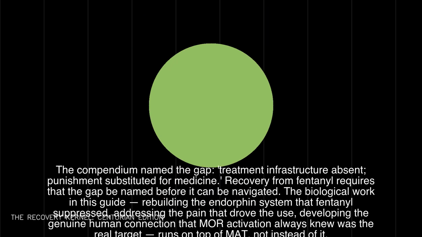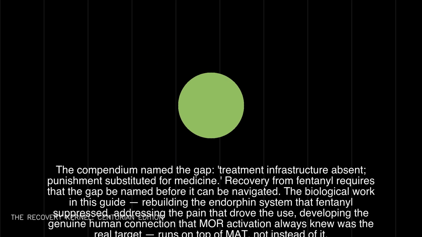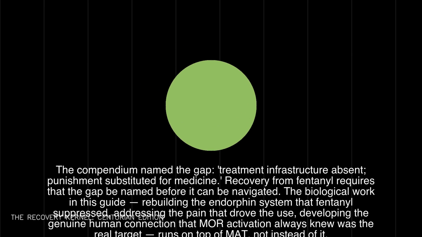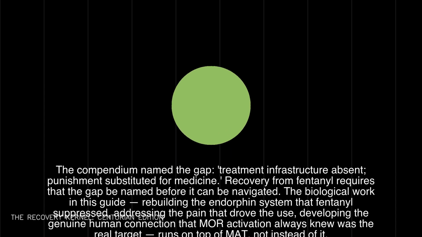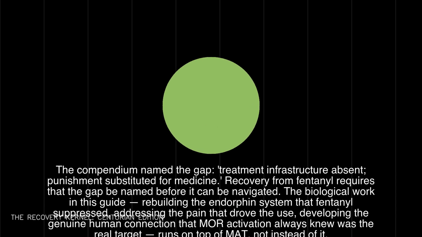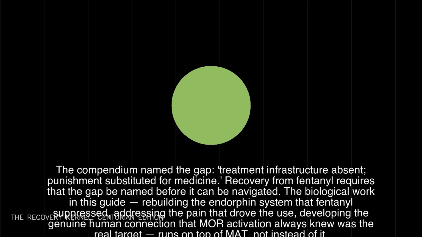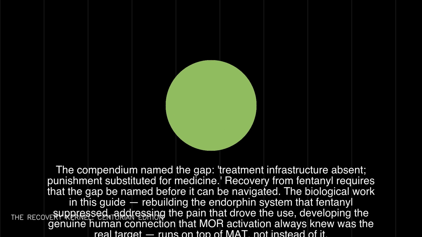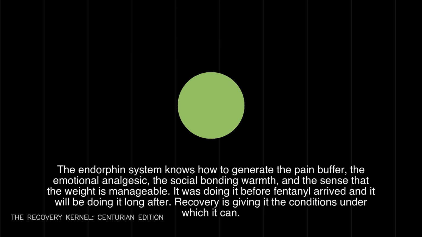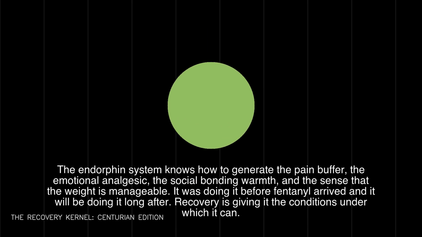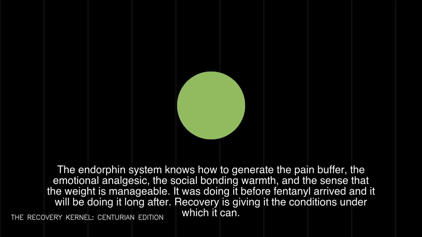Recovery from fentanyl requires that the gap be named before it can be navigated. The biological work in this guide, rebuilding the endorphin system that fentanyl suppressed, addressing the pain that drove the use, developing the genuine human connection that the addiction always knew was the real target, runs on top of MAT, not instead of it. The endorphin system knows how to generate the pain buffer, the emotional analgesic, the social bonding warmth, and the sense that the weight is manageable. It was doing it before fentanyl arrived and it will be doing it long after. Recovery is giving it the conditions under which it can.